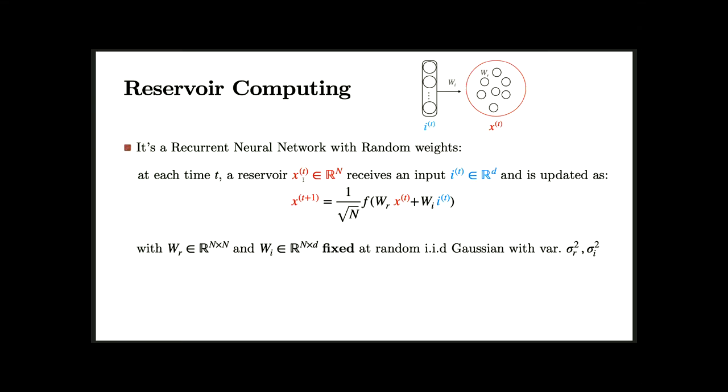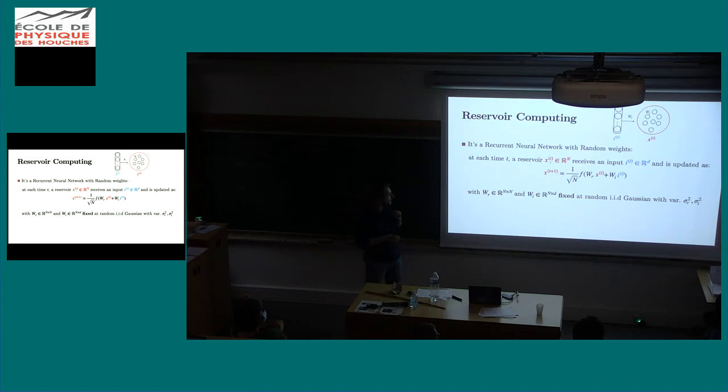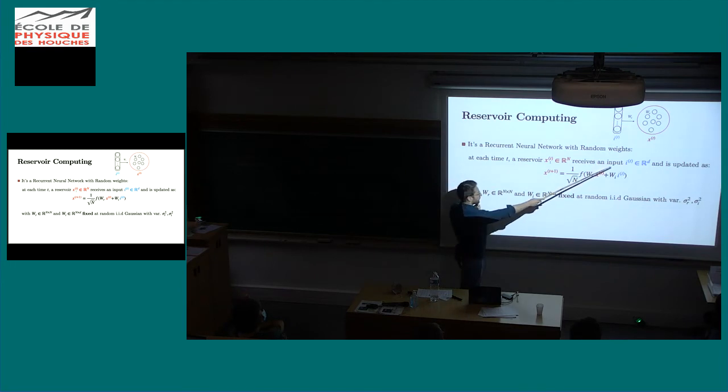So now, what is reservoir computing? It's a recurrent neural network with random weights. So how does it work? At each time t, you feed a time series into what we call the reservoir, and the reservoir state changes at each time. And this is the update of the reservoir state. You can see that at time t plus 1, you have a nonlinearity here, and here a square root of n, with n being the size of the projection. I is your input, sorry.